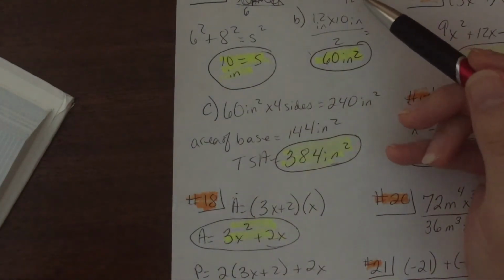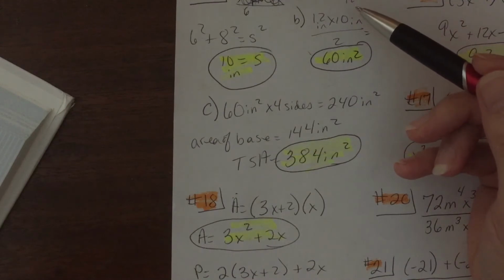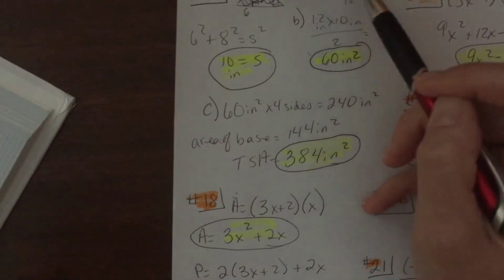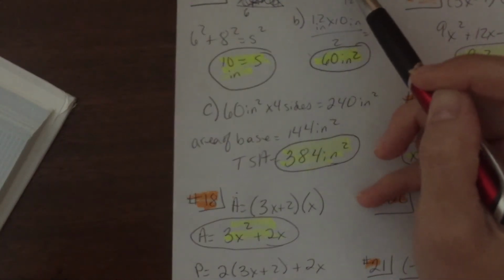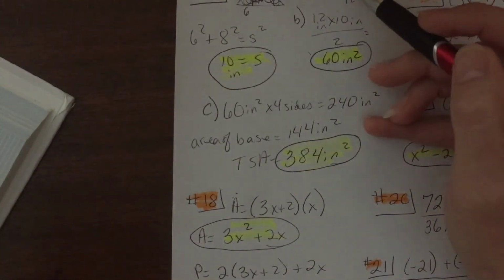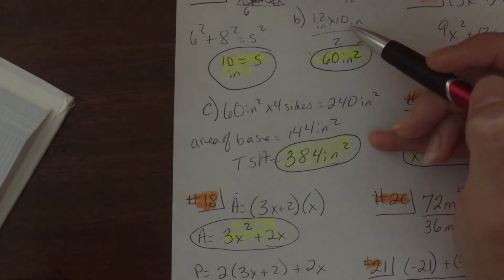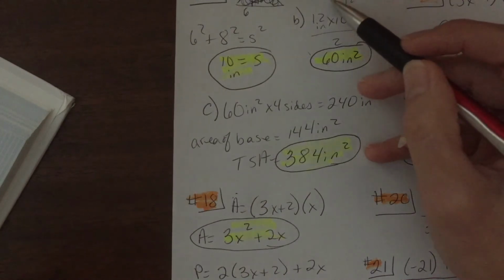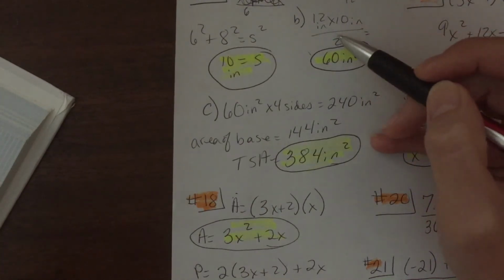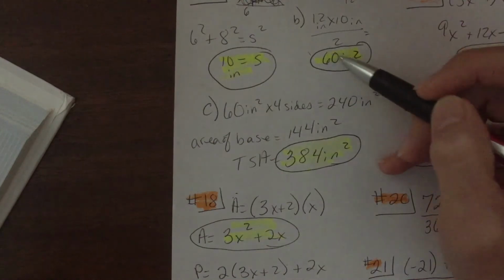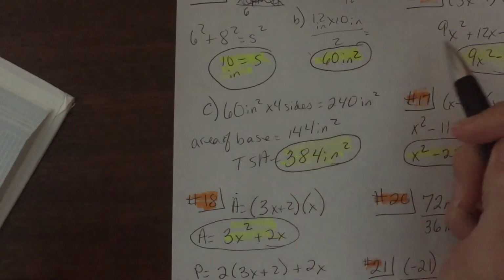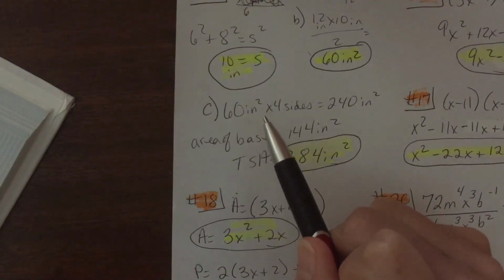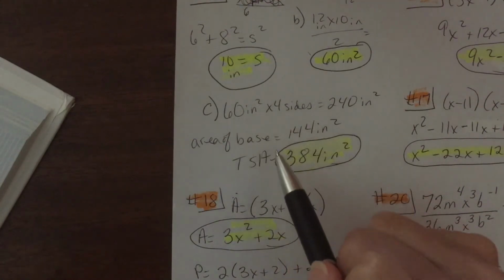Okay, so in B, they ask us to find the area of one of the faces. So I drew the face. Now remember, we have a new height on that actual face. The height is our slant height if we're just talking about the face. So base times height divided by 2. Base is 12, height is 10. 12 times 10 is 120, divided by 2, 60 inches squared.